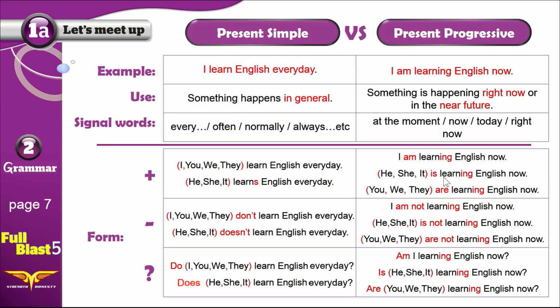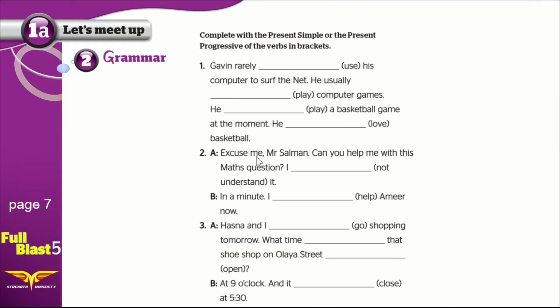Okay, let's move on to the grammar exercise. On page 7, complete with present simple or present progressive of the verbs in brackets. Gavin, this is a guy's name, Gavin, rarely means not very often. Like the opposite of usually. Use his computer to surf the net. This is the end of the sentence. How will you put use? Will you put it as use, uses, is using, are using?